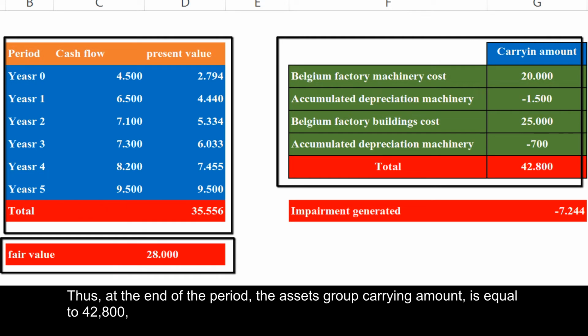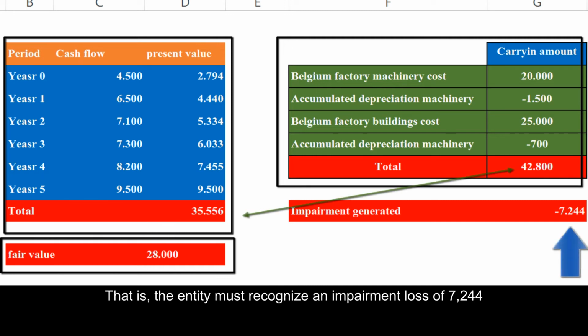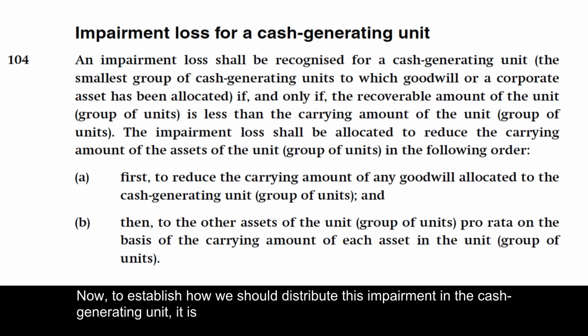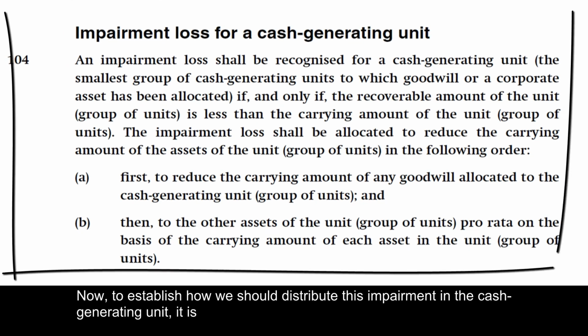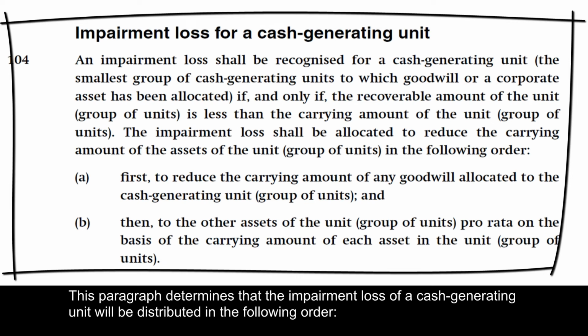Thus, at the end of the period, the assets group carrying amount is equal to $42,800, while the recoverable amount is equal to $35,556. That is, the entity must recognize an impairment loss of $7,244. Now, to establish how we should distribute this impairment in the cash-generating unit, it is necessary to review paragraph 104 of IAS 36.